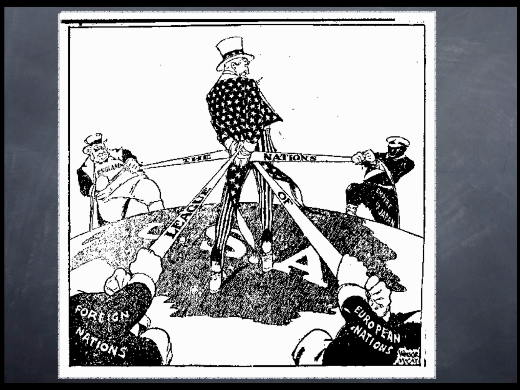Here is a contemporary American cartoon. This is an American cartoon which is clearly against America joining the League of Nations. So this figure here, this top-hatted figure with the stars on his jacket and the stripes on his trousers, this is Uncle Sam, which is frequently used to represent America. And you can see he's not in a good position here. His hands are tied together and they seem to be pulled in different ways by England over here, foreign nations, European nations, the Empire of Japan.